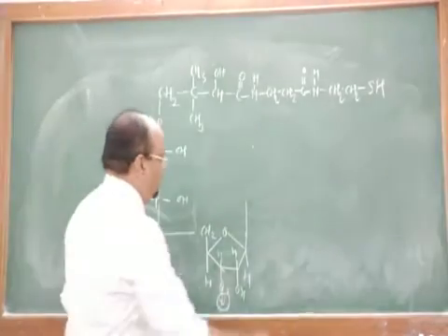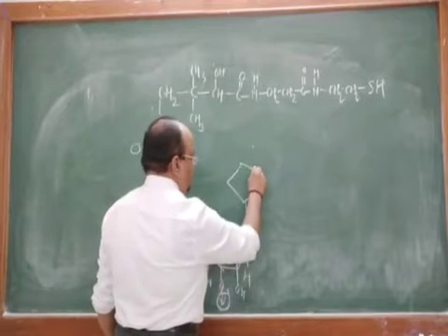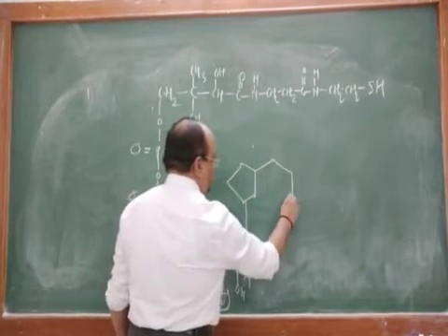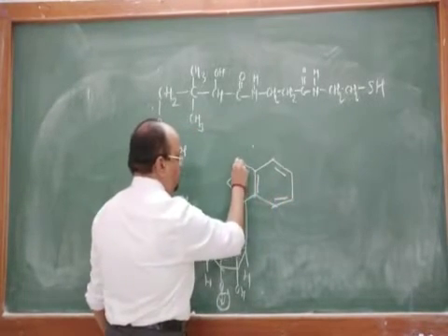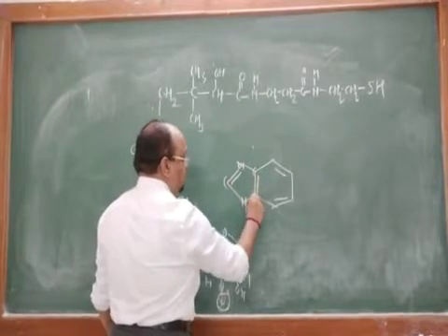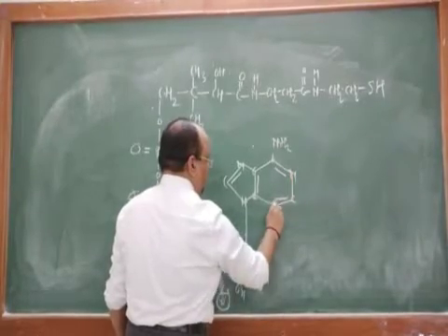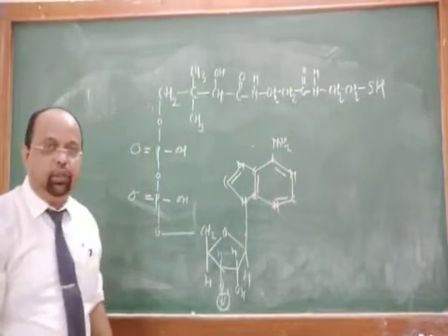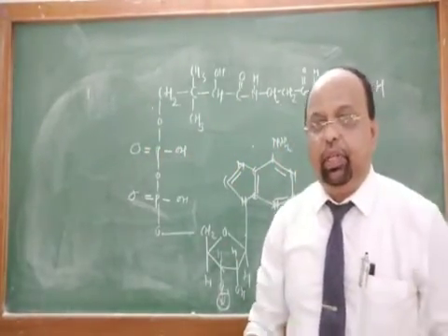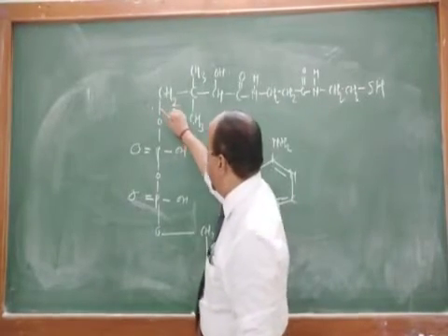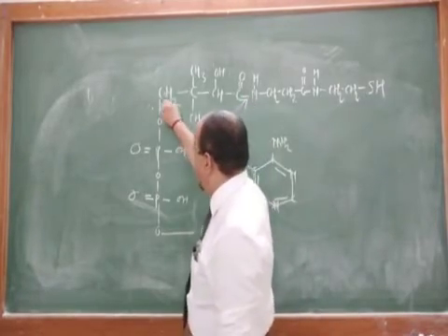One more phosphate group is there, and to this, the adenine ring is attached. This is N, C, N, C, C, here it is the amino group. So simply, you can say it contains various components. The major components are these. I am showing the arrow between these two ends.